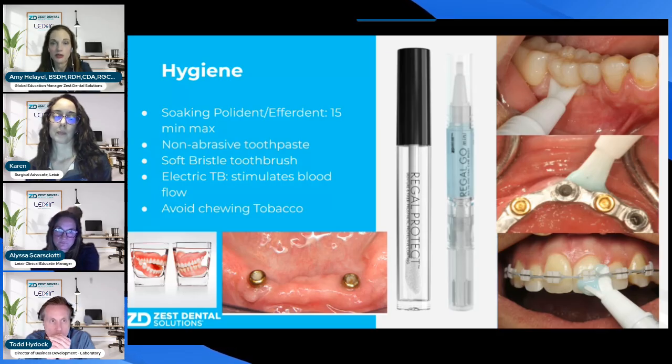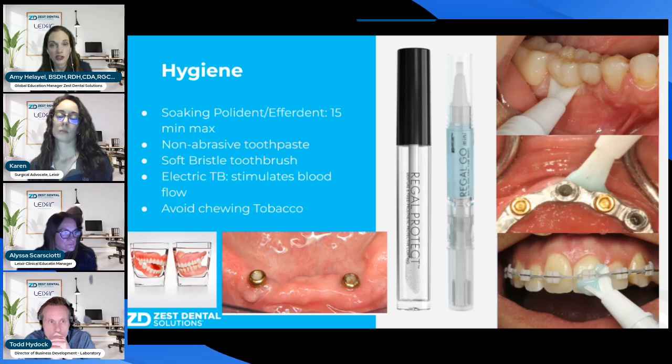At Zest, we have 2 different products that we can also use to help protect your prosthesis. The first one is Regal Protect. It's a silicone-based material that is painted on your prosthesis. The laboratory can paint it on, or the clinician can paint it on. It's tasteless, odorless, and you do not feel it.